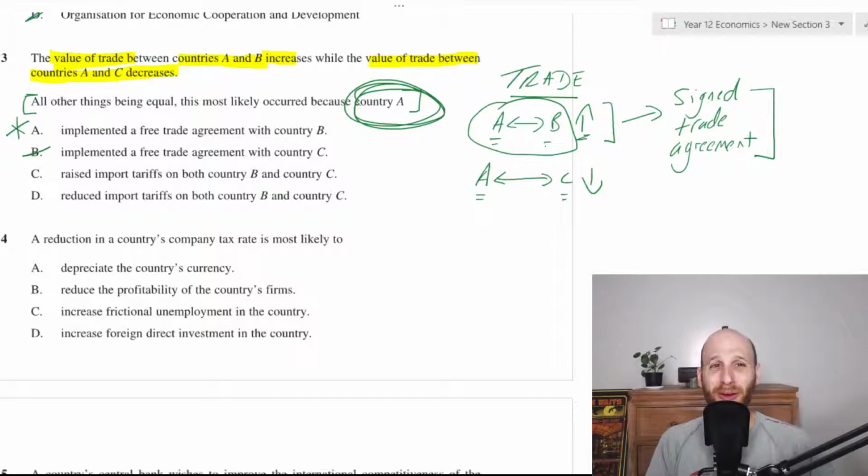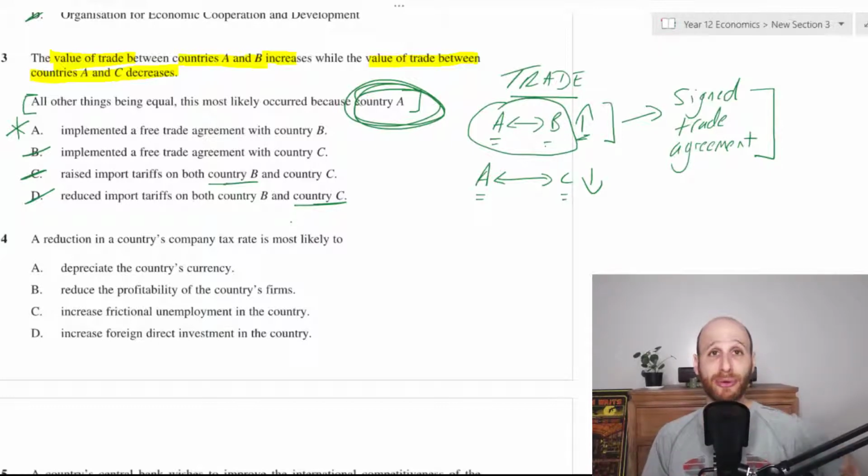Raised import tariffs on both country B and C. Not correct, because you see trade is actually increased with country B. Reduced import tariffs on country B and C, not necessarily because trade is increased between A and C. So answer to 3 will be A.